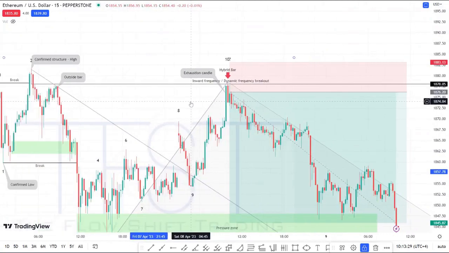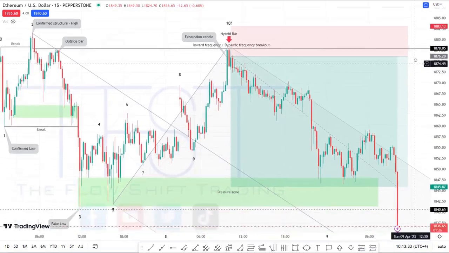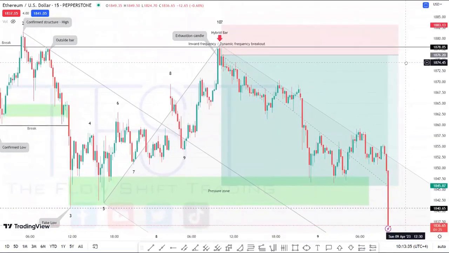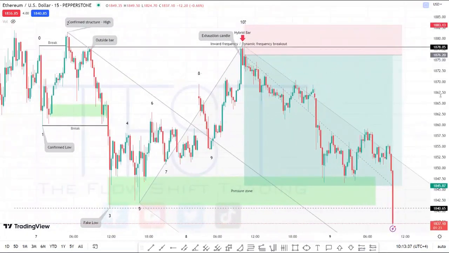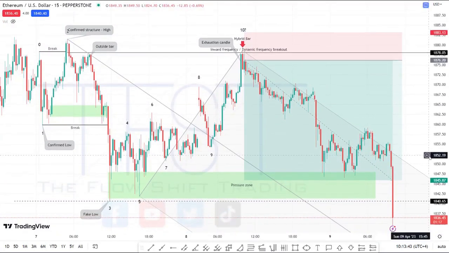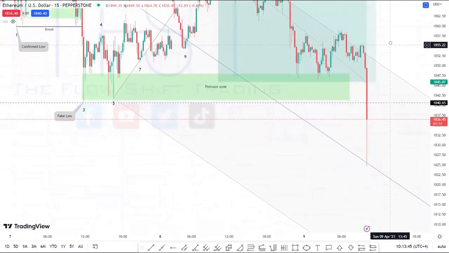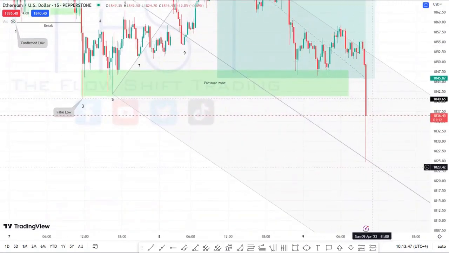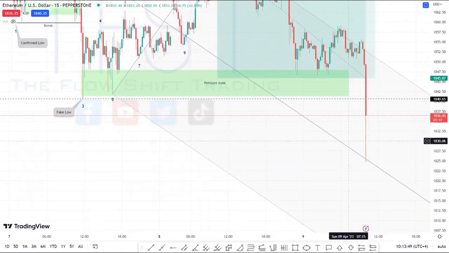Okay, given the fact na meron tayong logical context and it was confirmed by our lines and techniques. So this is a 1 to 4 risk reward ratio trade, and masaya na tayo dyan. And we'll see kung anong gagawin ng price now that it is reacting here sa median line.